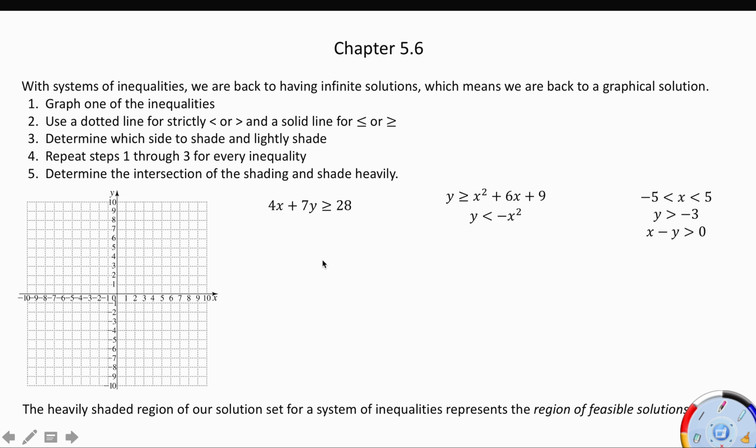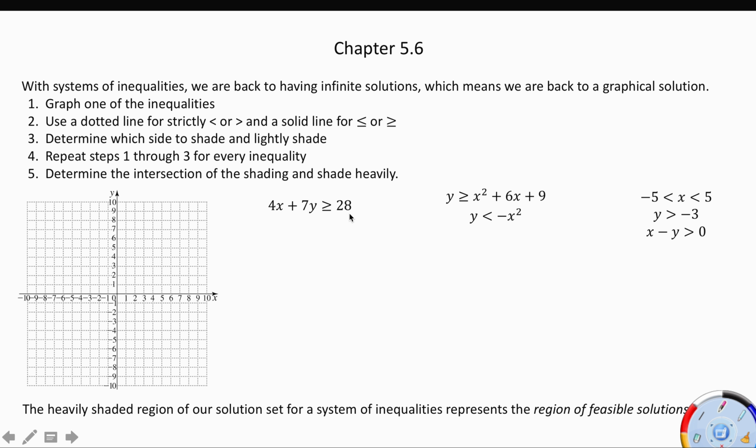Chapter 5.6 is Systems of Inequalities and Linear Programming. With systems of inequalities, we're back to having infinite solutions, which means we're back to a graphical solution. So let's start with just what it means to graph an inequality and refresh our memory before we move to systems.